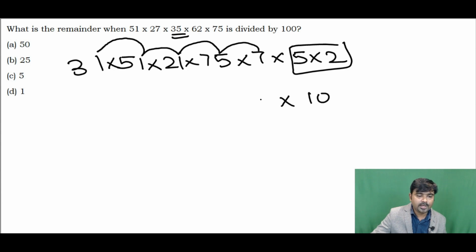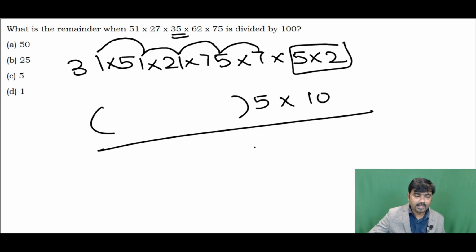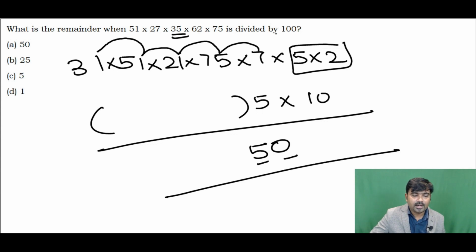Anyway, it's going to end in 5, right? This value ends in 5. If you multiply by 10, that gives you the last two digits, 50. When divided by 100, you need to find only the last two digits. So the answer for this question is 50. Have you understood? Clearly, you need to find the last two digits.